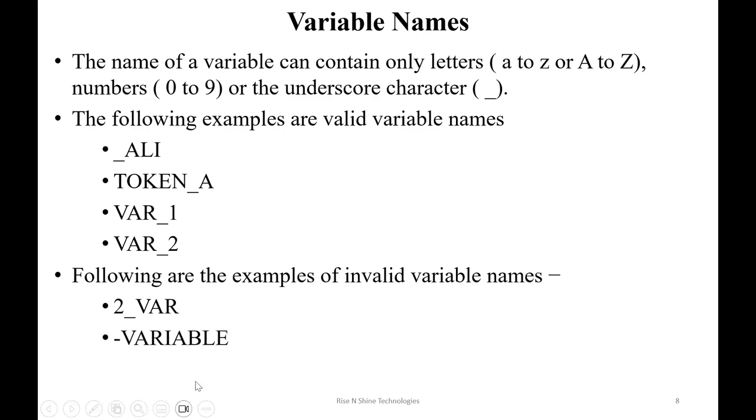Is it valid or invalid? Invalid one. Hyphen variable. Yes, invalid variable. Why is it invalid? The variable has been started with a hyphen. This is not the underscore. Yes, hyphen. Special characters should not be used in the variables.